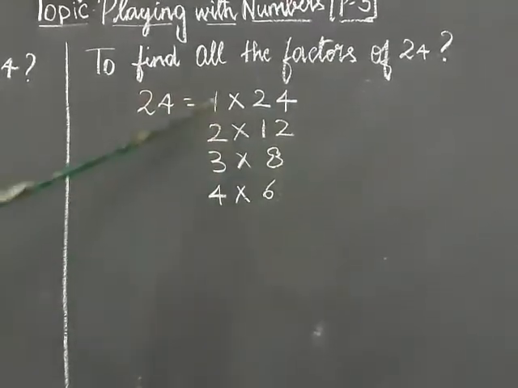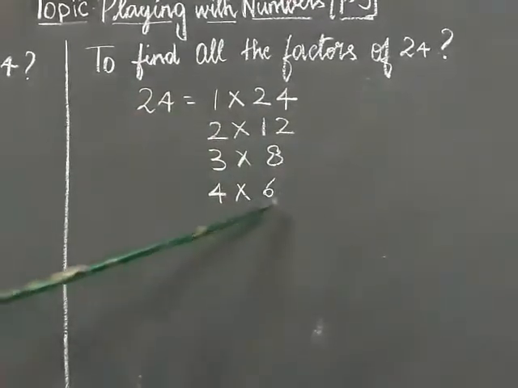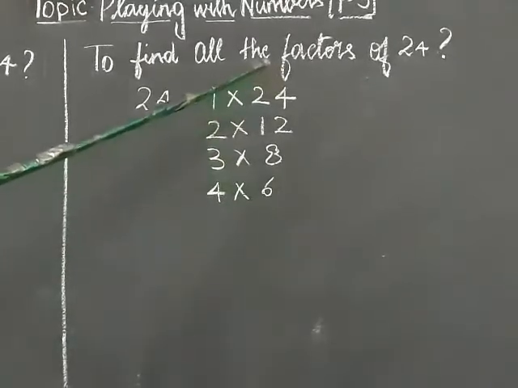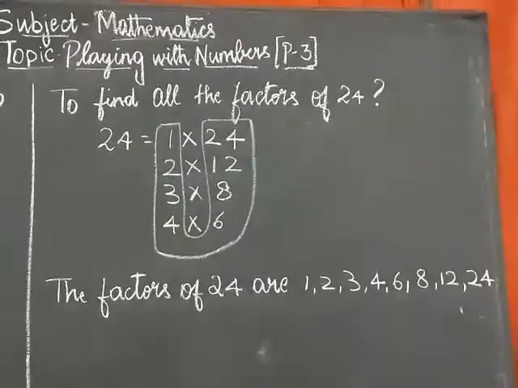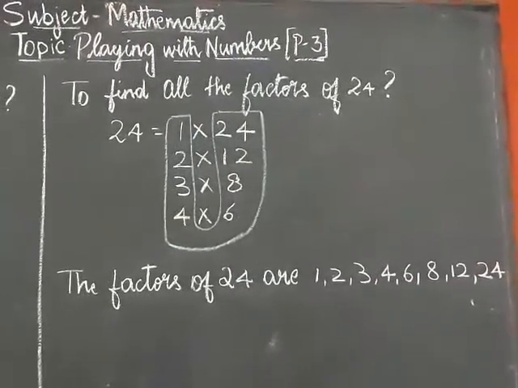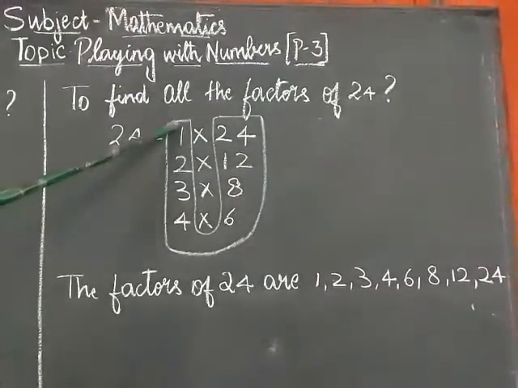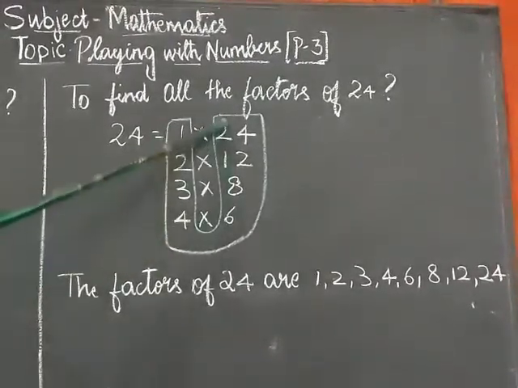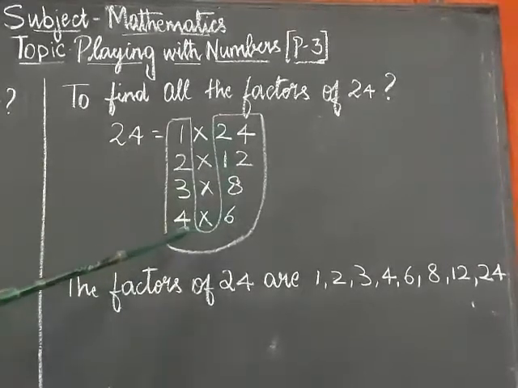It comes in U shape. You can see the shape here. So we have got the factors here in U shape. So you can't move further, no need of going further.